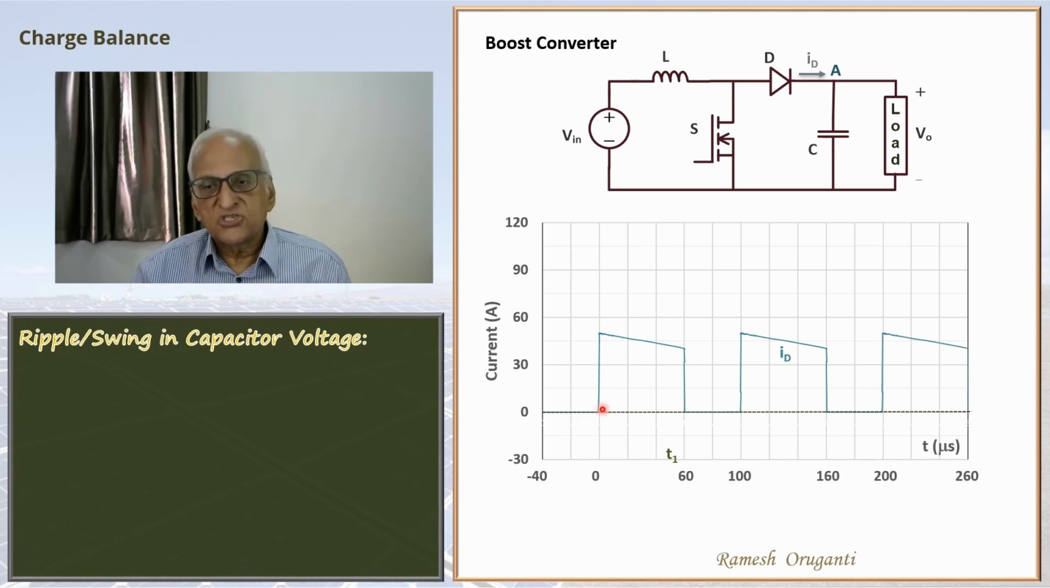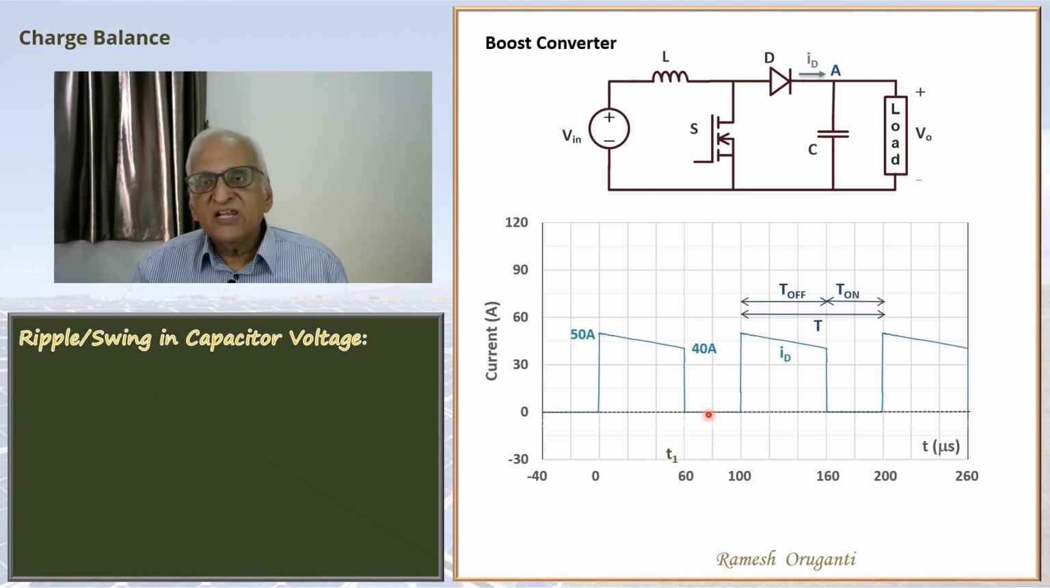During this interval, the switch is off for 60 microseconds and the diode conducts, so the diode carries the current. And during this interval, the switch is on, so the switch carries the current and the diode is off. So T on interval, the diode is off. T off interval, the diode is on. This T on and T off refer to the on and off intervals of the switch. T on plus T off is one switching period. Here the one switching period is 100 microseconds. So the switching frequency is 1 over 100 microsecond, that is 10 kilohertz. This is 50 amperes, this is 40 amperes, and here it is 0 amperes.